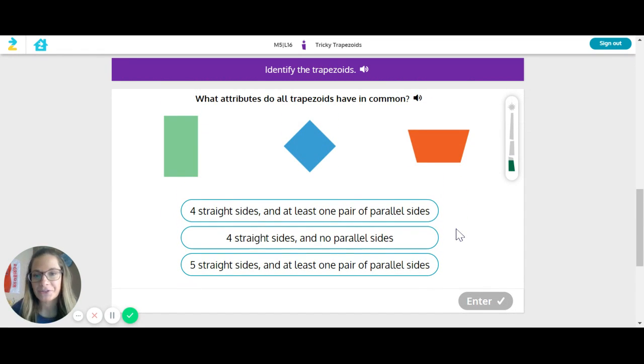Okay, what attributes or characteristics do all trapezoids have in common? Okay, let's look at our options. Four straight sides and at least one pair of parallel sides, four straight sides and no parallel sides, or five straight sides and at least one pair of parallel sides. Well, we did say that it has to have a four-sided figure and at least one pair of parallel sides. So I'm going to go with this first option here.